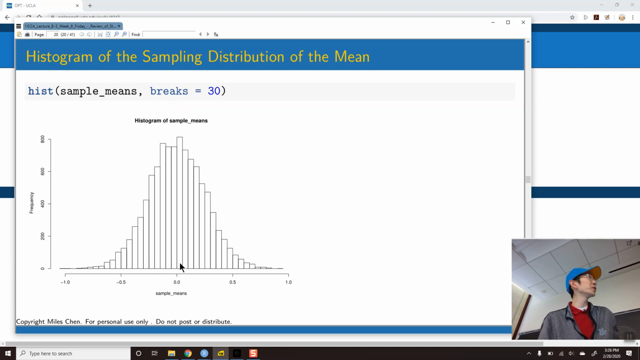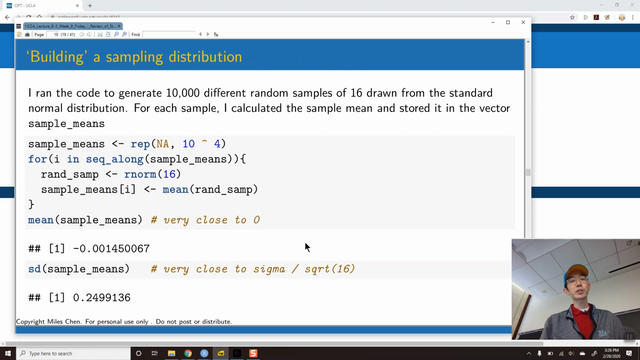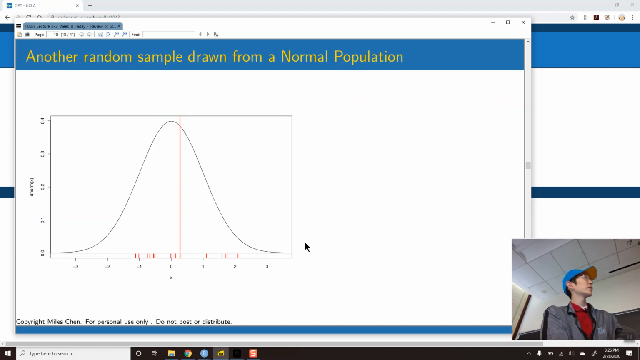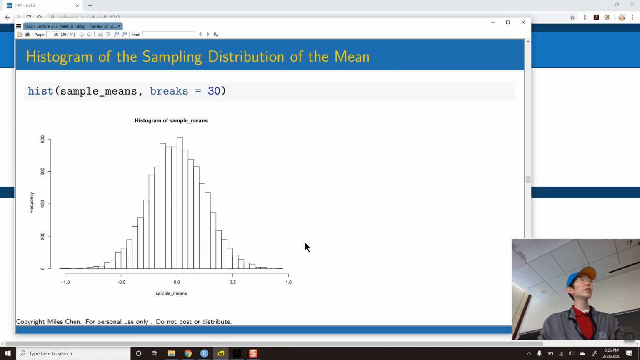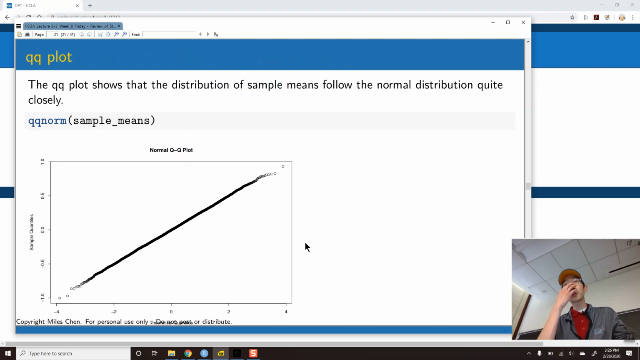Okay, it looks normal, and we can see that nearly all of our sample means are between -0.75 and +0.75. Whereas the original standard normal, you have to go out to -3 and +3 to get almost everybody. Here we go out to -0.75 and +0.75, indicating a lot less spread. Okay, QQ plot shows that the sampling distribution is also normal.